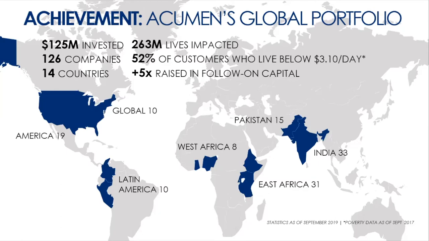Since we first started, Acumen has invested more than $125 million across 14 companies. We've impacted over 250,000 lives, half of which fall below the poverty line. Next slide.